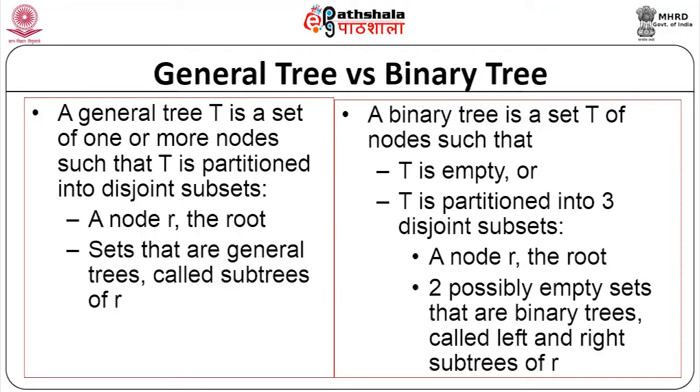A binary tree is a set T, which is again of nodes. T can be empty, or T is partitioned into three disjoint subsets. One is the root, a specifically designated node called the root R, and two possibly empty sets that are binary trees, which are called the left and right subtree of R. So, a binary tree will have a root and a left subtree and a right subtree. It is not necessary that every subtree should have nodes, but it is defined that way.